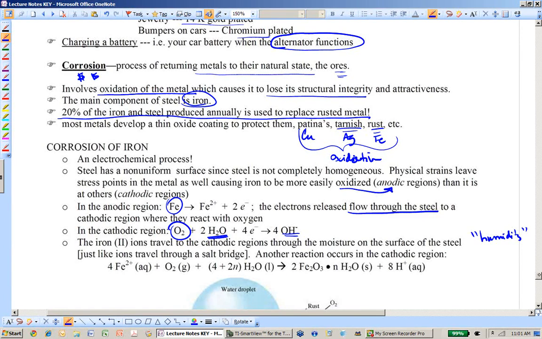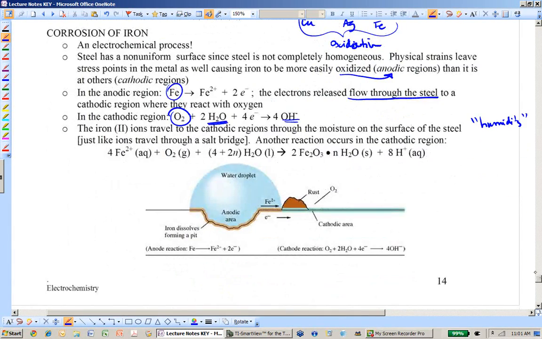So again, this is not something you need to know about. A little bit about corrosion just because you're a citizen, not particularly because you're a chemistry student. Not a lot of questions on this on the AP exam, but I'm just, again, trying to give you a full education here.